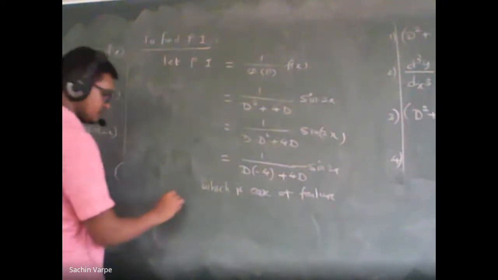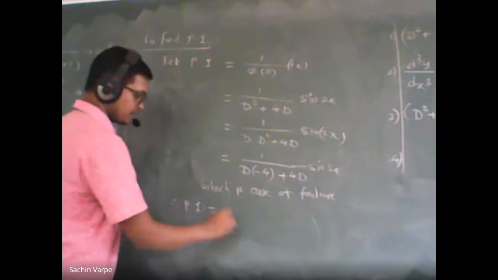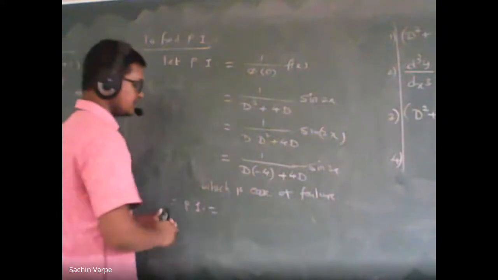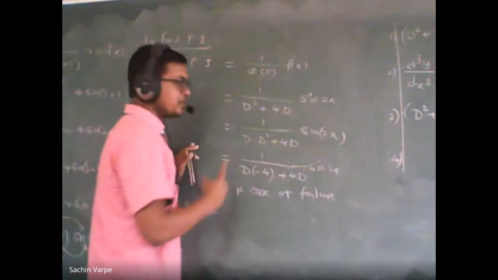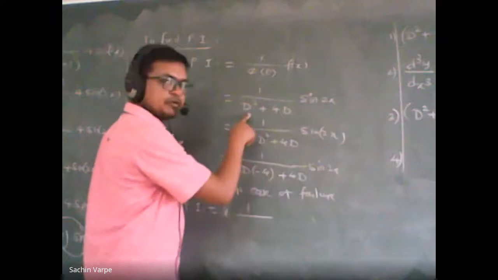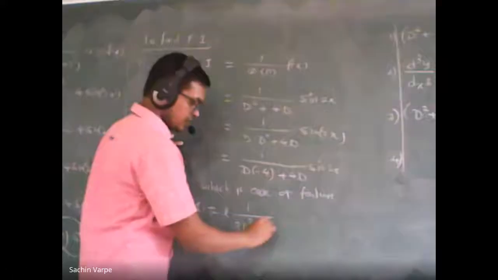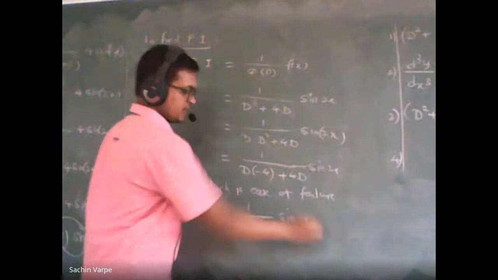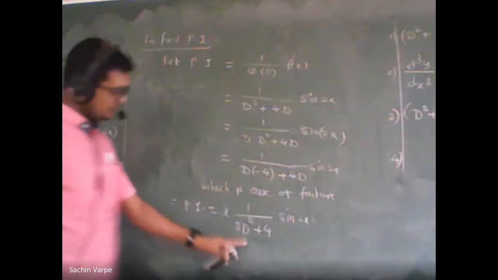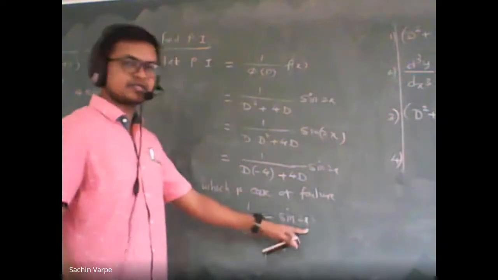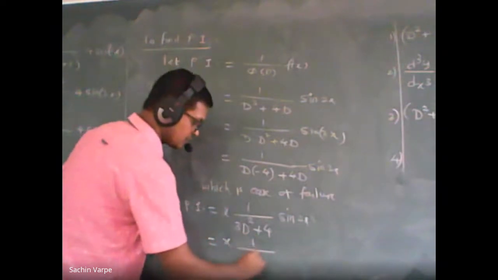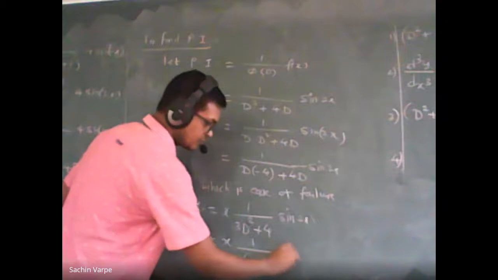So therefore, the particular integral is, I'm directly taking the derivative, that is independent variable times derivative. What is the independent variable here? x. So x into 1 upon the derivative of this phi of D. What is the derivative of this? 3D square plus 4, into sine of 2x. Now we directly have D square here, so we replace D square by minus a square. So x into 1 upon 3 into minus 4 plus 4, sine of 2x.